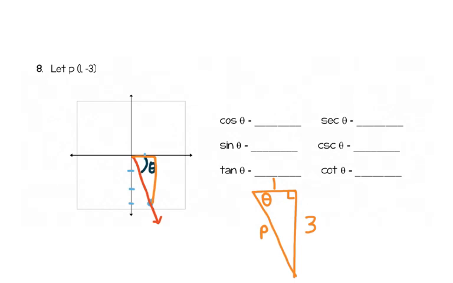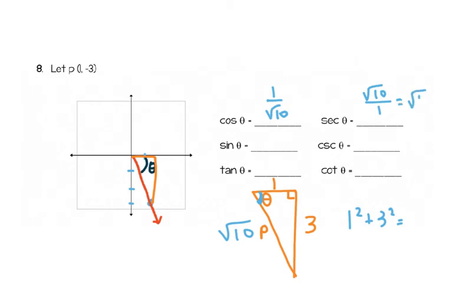Then you can find all of the different values. So using my Pythagorean theorem, 1 squared plus 3 squared, that's 1 plus 9, so 10, so this is square root 10. So basing theta being that angle right there, cosine is going to be adjacent over hypotenuse, so that's 1 over square root 10. And then secant is the inverse of that. Remember that the co's do not go together, and so it's not cosine cosecant, it's cosine secant. Now, of course, you can simplify that to square root 10, and I would expect that you would do that.